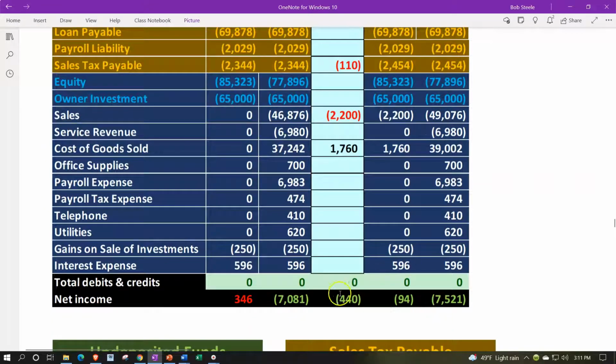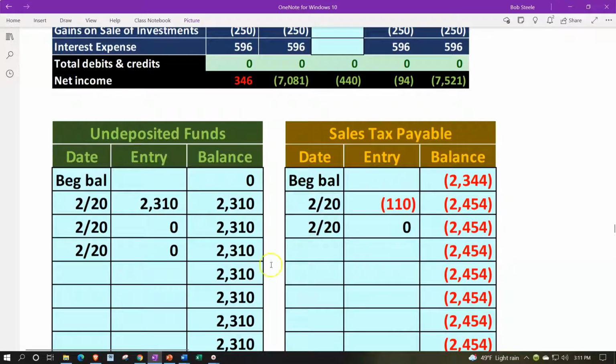The impact on net income, here's the current month was a loss before this transaction of $346. It went up by the difference between the sales price and the cost of goods sold, which is $440, giving us an income on the month of $94. On the year-to-date, we had net income of $7,081. It goes up by $440 to $7,521. Undeposited funds was at 0, went up by $2,310 to $2,310.